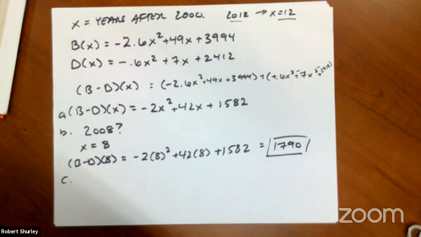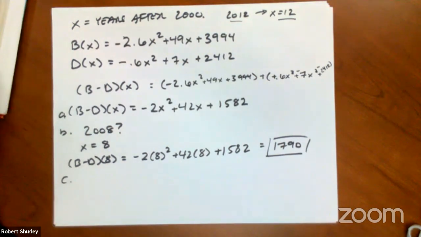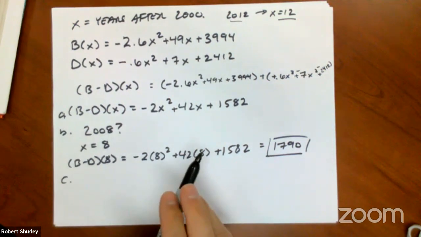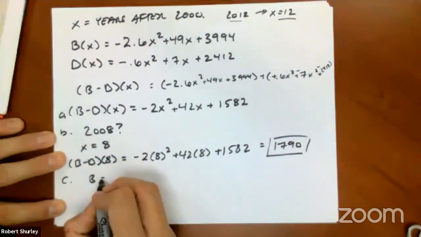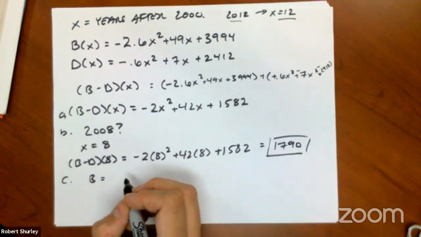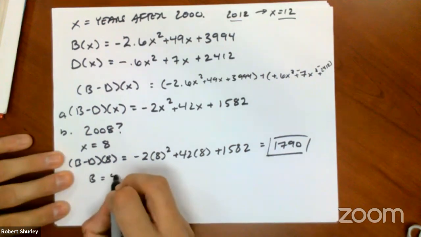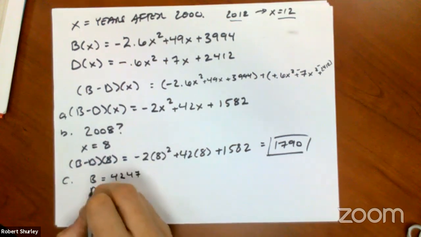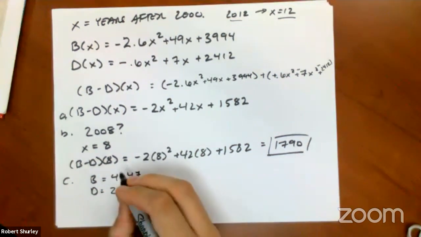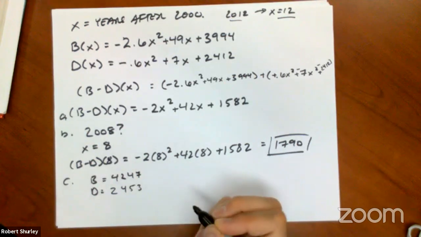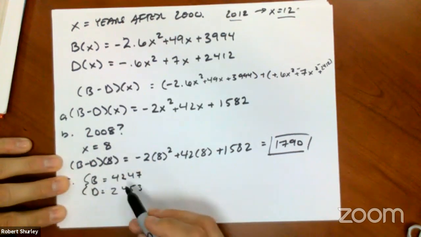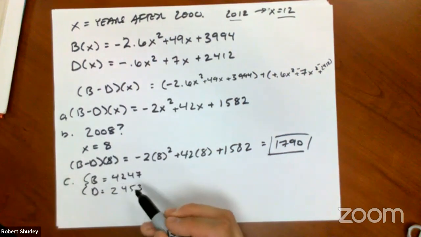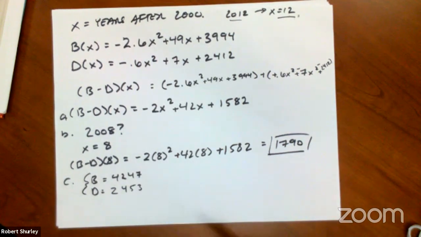Now C states, does the result in part B overestimate or underestimate the actual population change in 2008? Now, we've got to go to that figure on page 286. And if you go to 2008, the actual births in 2008 were 4,247. And the actual deaths were 2,453. Okay, so this is what actually happened. Now, I said these are in thousands. So it's really 4,247,000 and 2,453,000.